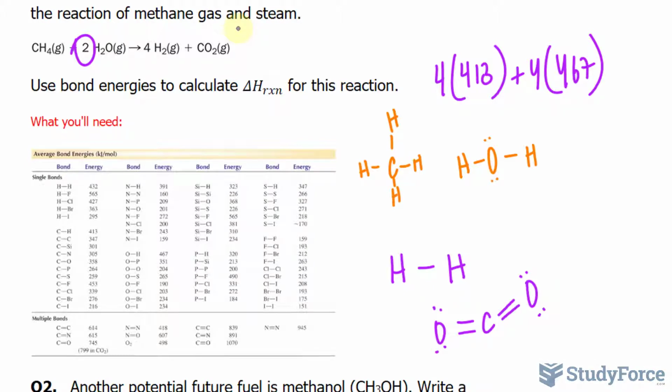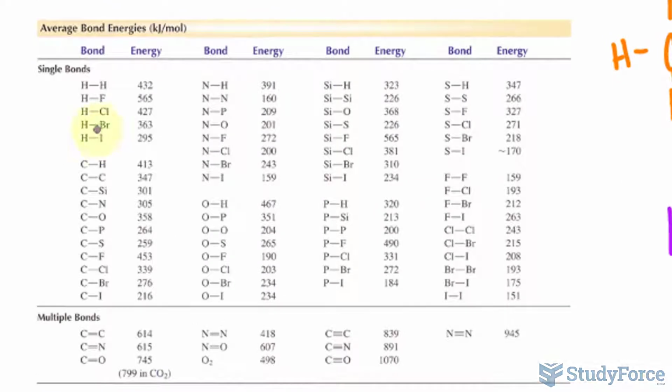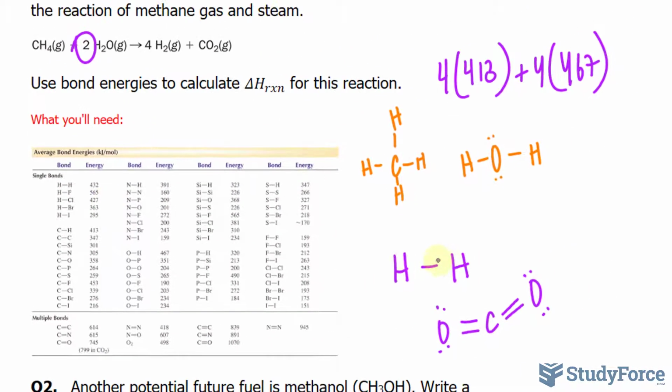In case you're confused, let's look at this. Obviously, there's only 1 bond between these 2 hydrogens. So we look for H and H. That can be found right here. It's 432. So these 2 atoms are held together by 432 kilojoules per mole. And there are 4 of them. So I'll multiply 4 times 432, and we'll negate this. We'll make this negative.